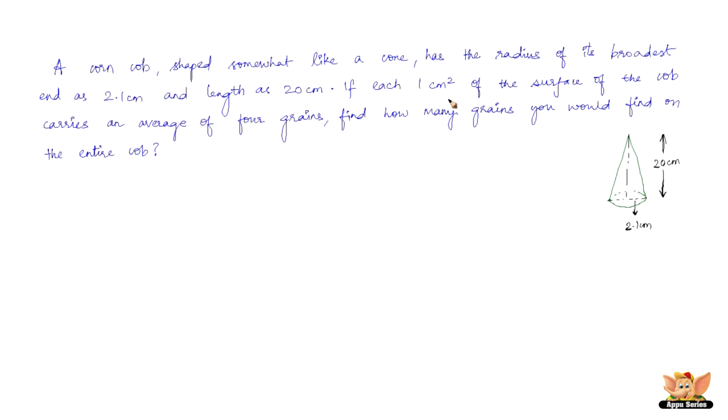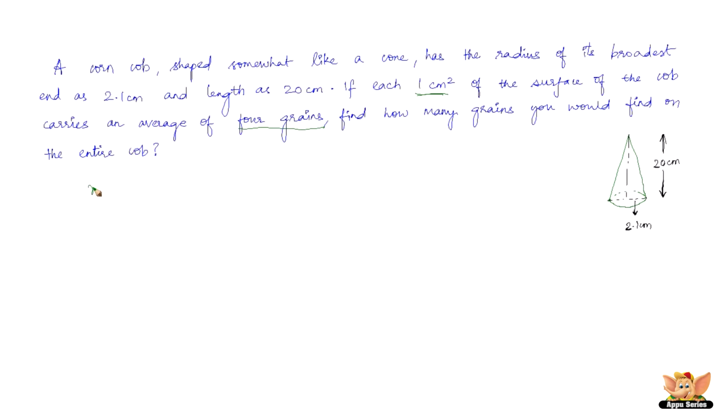So now if each 1 centimeter square of the surface of the cob carries an average of 4 grains, find how many grains you would find on the entire cob. So the entire cob that we're talking about is only the curved surface area. So we basically have to find the total number of grains present on the curved surface area. Now, how do we go about doing this? For each 1 centimeter square, there are 4 grains. So let us find the curved surface area and multiply that by 4. And then we get, for the total curved surface area, the number of grains.